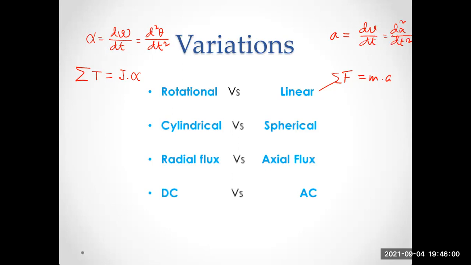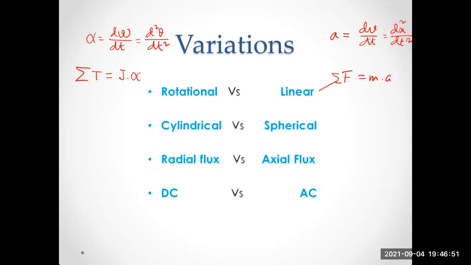So these types of equations are involved in rotational and linear machines as far as the mechanics is concerned, because as it is an electromechanical device, we always have to think of two subsystems. There would be an electrical subsystem where resistance, current, inductance, voltage, etc. are the variables. And there would be another subsystem where the mechanics is involved: torque, force, acceleration, velocity, displacement, etc. Is it clear?